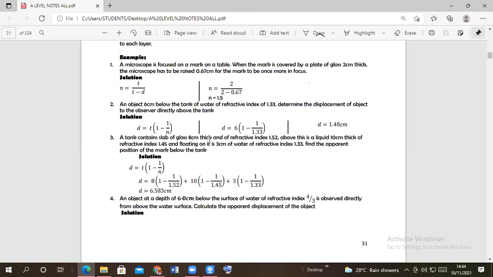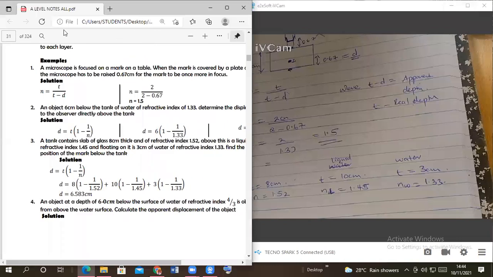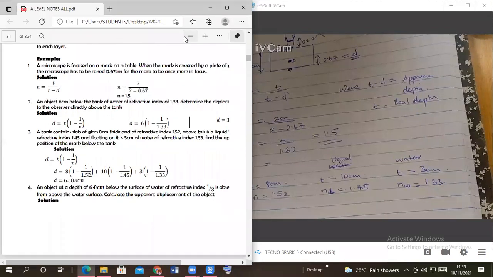D. So as I told you, if you have different objects or different materials which are on top of one another, then you have to find the apparent displacement or the apparent position of each of them, and then you sum up. So we are going to get the one of glass, the one of water, and the one of the liquid, and then you add them up together and get the total apparent displacement. Okay? Are we together?